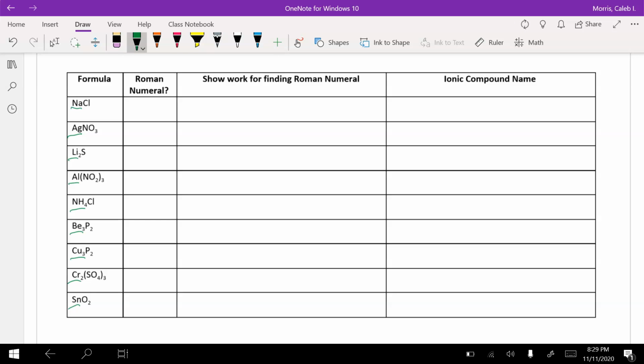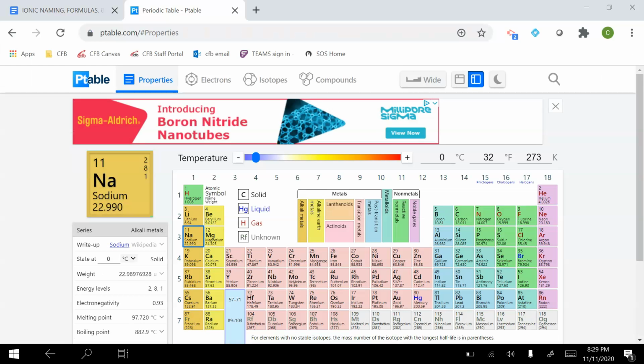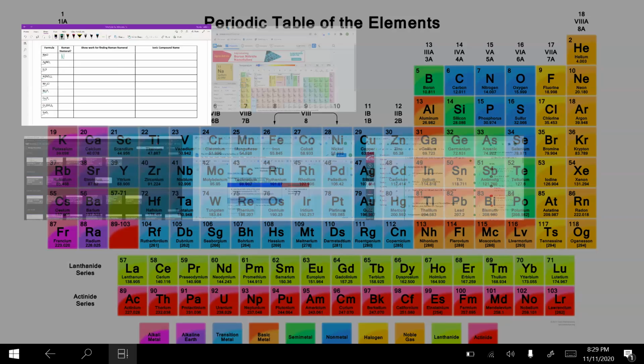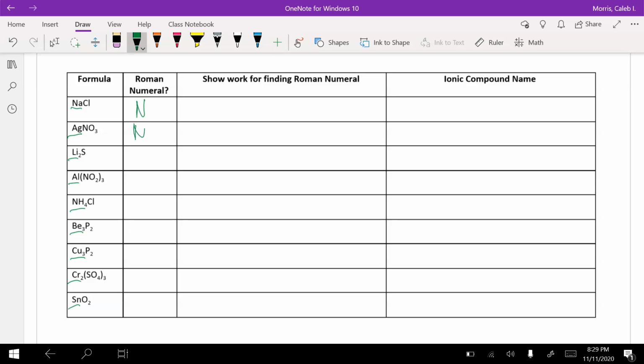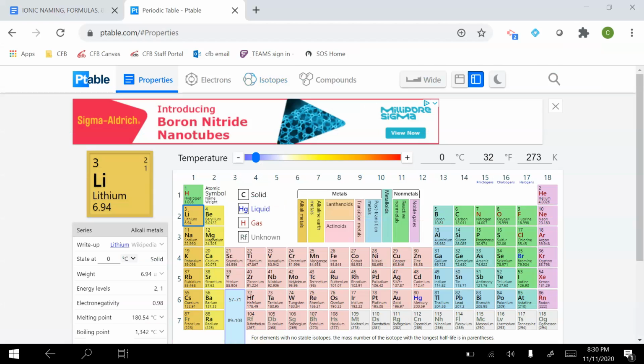Okay, but Na, let's find Na. Na is in group 1. Don't need a Roman numeral for group 1 because I already know its charge. So I would say, I'm going to put it in there for no, I don't need a Roman numeral. Ag. Ag is right here. Okay, Ag, Zn, and Al, those are the 3 that I know. So Ag, I don't need a Roman numeral for it. Li. It's right there in group 1. Don't need a Roman numeral for that.